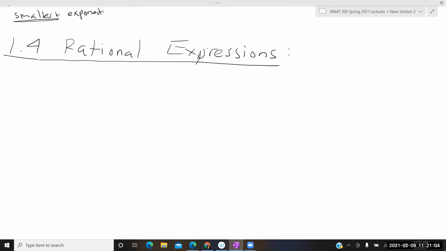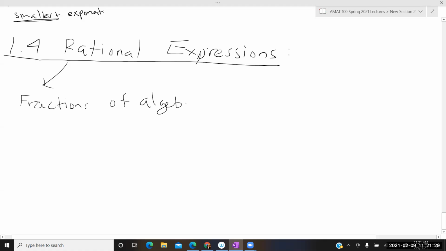So 1.4 is on, so we talked about algebraic expressions. Now we're going to talk about rational expressions, which are just fractions of algebraic expressions, essentially. So let me just write that down. So these guys are fractions, quotients of algebraic expressions.